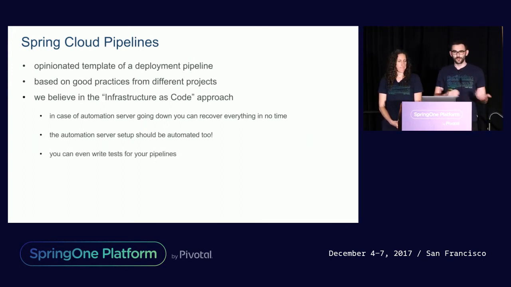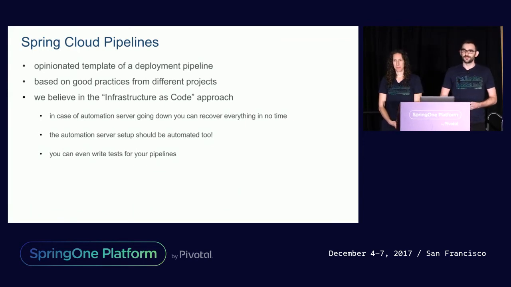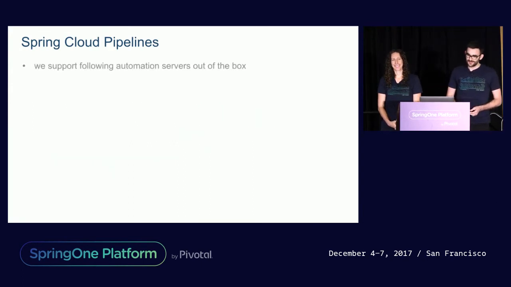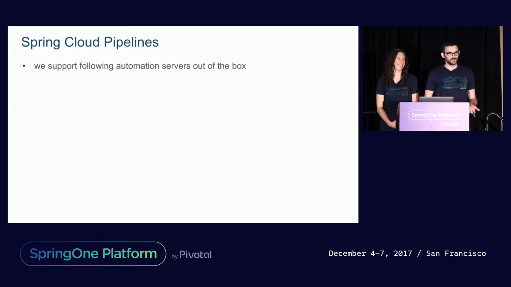So if your pipeline is code, you can write tests for your code because, of course, everybody who's here is even starting from tests, right? You never skip tests or say, I will write tests afterwards, right? So you don't do it. I respect this. So we support the following automation servers out of the box.